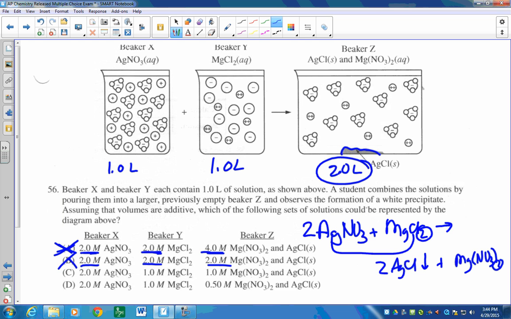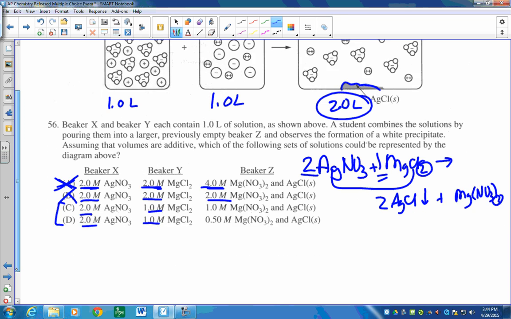And the first thing you're going to see is that we have a 2-to-1 mole ratio. So right now, these are both pretty good. This is a 2-to-1 mole ratio. This is a 2-to-1 mole ratio. This is a 2-to-1 mole ratio. Now, the question is, is it 2 molar and 1 molar? I don't think so because it has to be less than both of them.